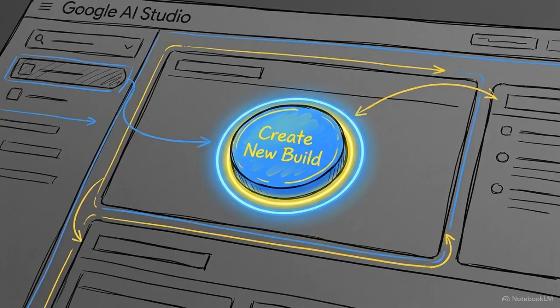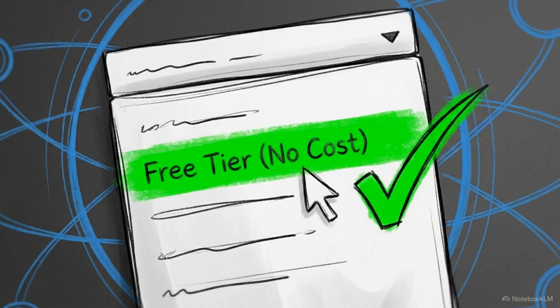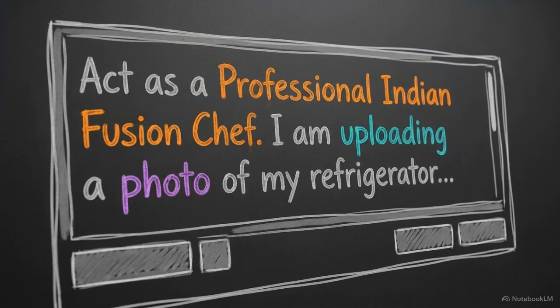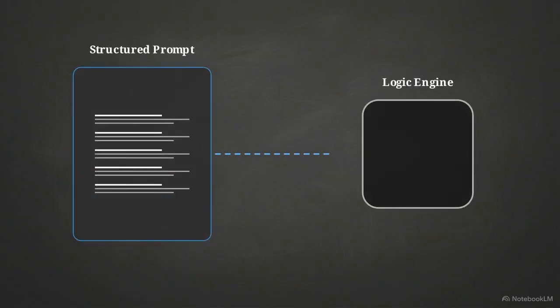Now, let's open Google AI Studio and click the button to create a new project build. Before doing anything else, check your workspace settings and ensure you are on the free tier to prevent any unexpected cloud computing charges. Look at the main interface and locate the large text box labeled System Instructions. Take the 5-part structured prompt we just outlined, the role, context, task, constraints, and format, and paste it directly into that System Instructions box. The system reads these rules and locks into the specific persona we've defined.